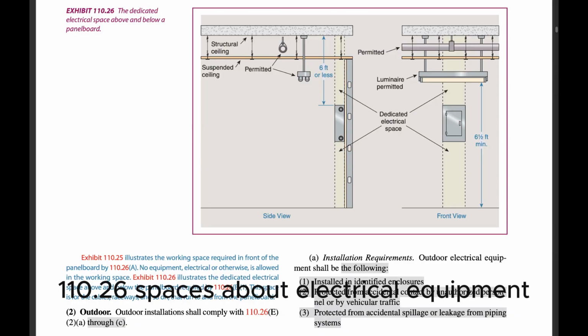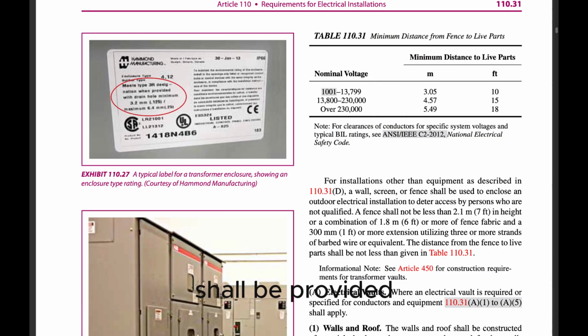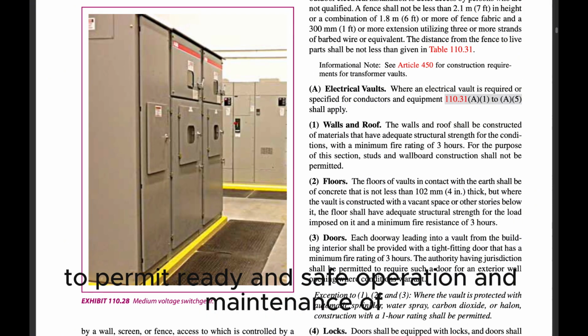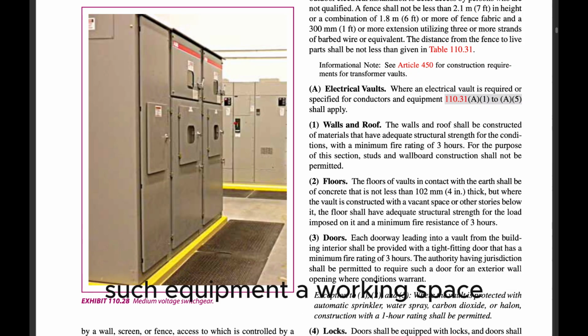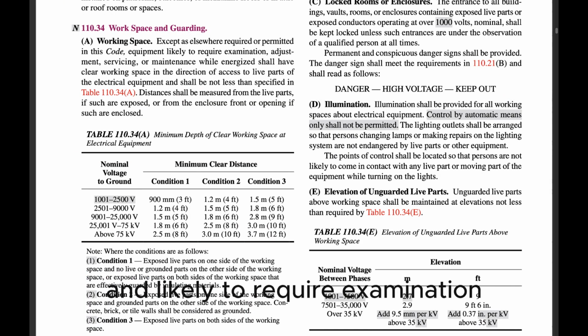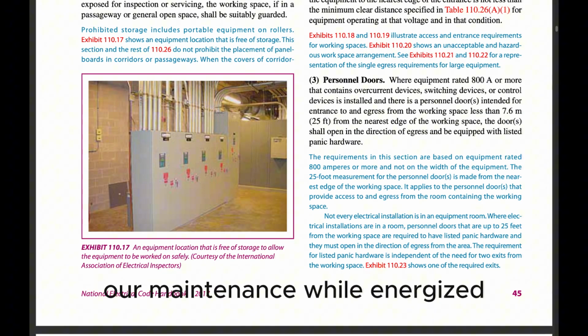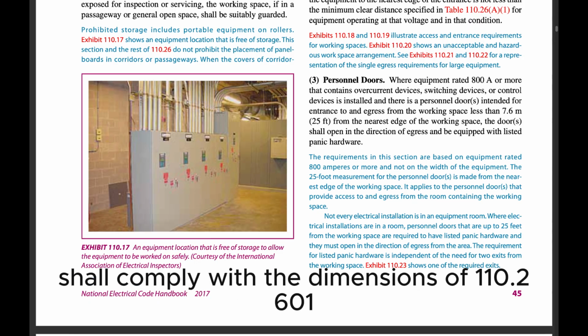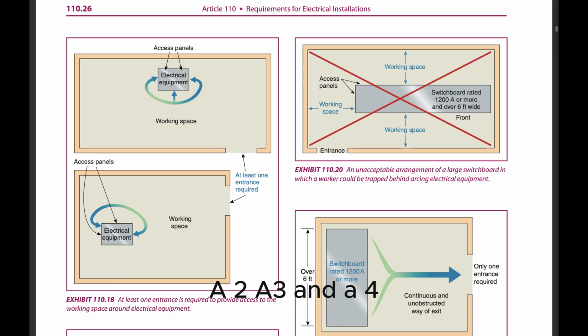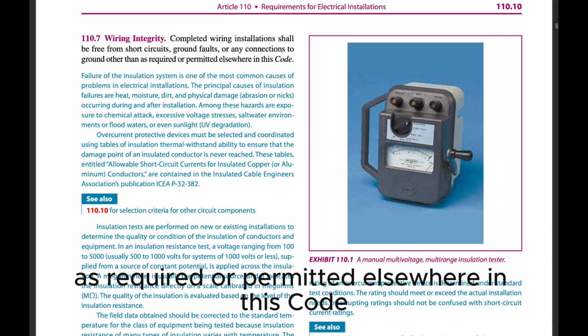Part 2. 1000 volts, nominal, or less. 110.26 Spaces about electrical equipment. Access and working space shall be provided and maintained about all electrical equipment to permit ready and safe operation and maintenance of such equipment. A. Working space. Working space for equipment operating at 1000 volts, nominal, or less to ground and likely to require examination, adjustment, servicing, or maintenance while energized shall comply with the dimensions of 110.26(A)(1), (A)(2), (A)(3), and (A)(4) or as required or permitted elsewhere in this code.